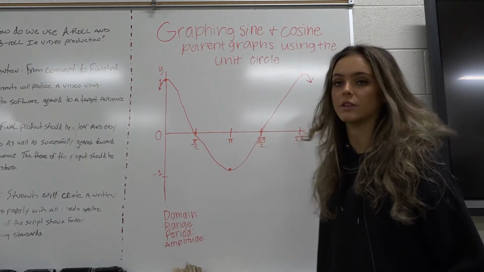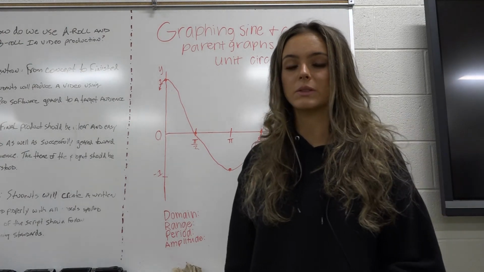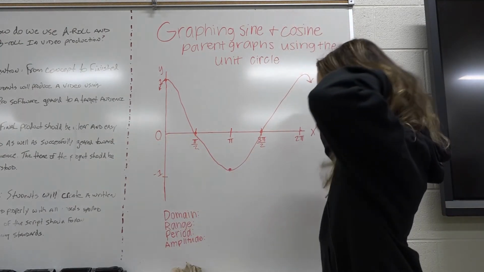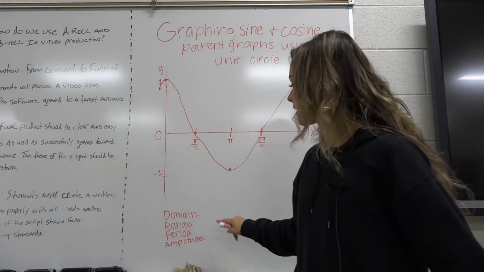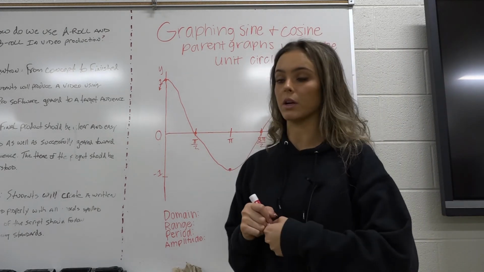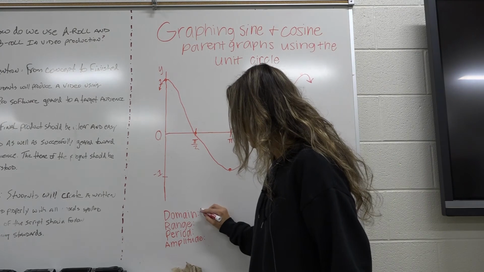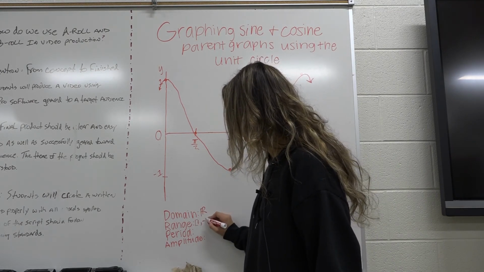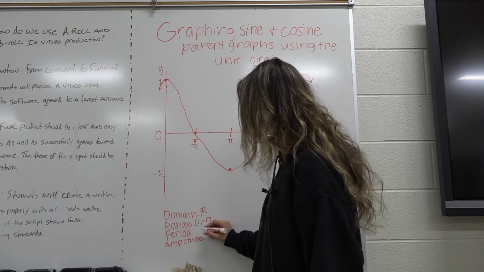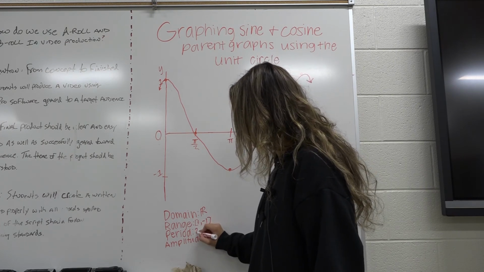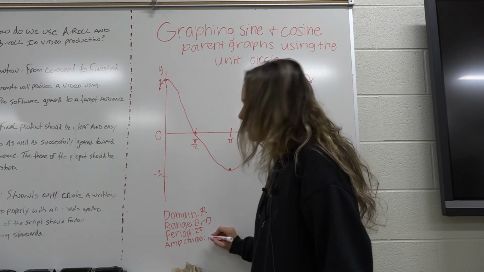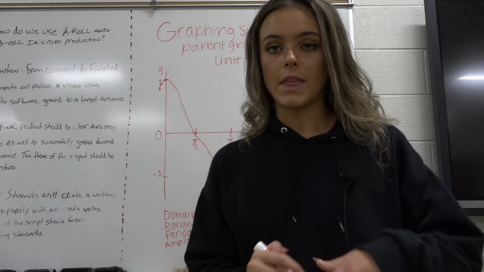So, as you notice, the sine and the cosine graph look very similar. It's just they're shifted, kind of. So, the domain and range and period and amplitude will all be similar. So, domain, once again, all real numbers. Range is 1, -1. Make sure to put it in brackets. Period is 2 pi. The amplitude is 1 once again. That is how to graph a cosine parent graph using the unit circle.